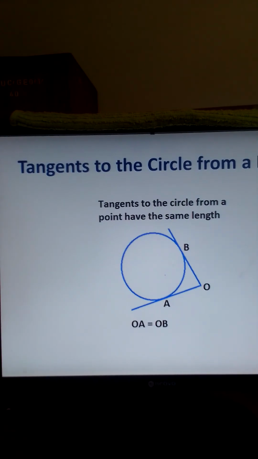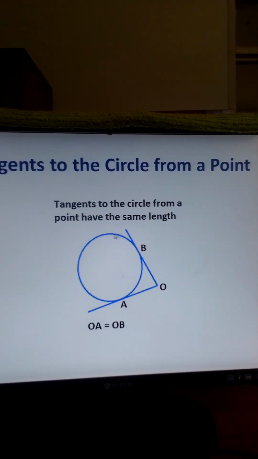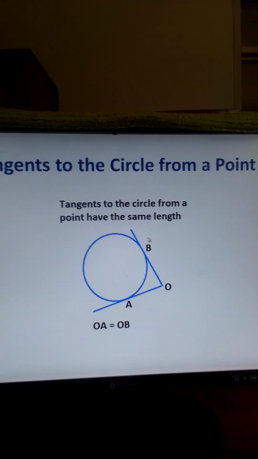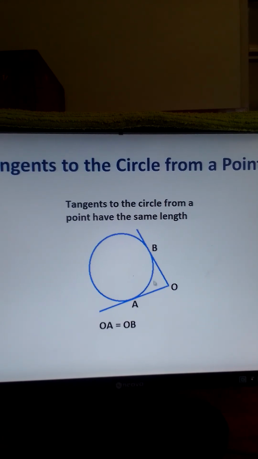Then you have tangents to the circle from one point. Like this is a circle, we have two tangents, OA and OB. Now, the theorem says that tangents to the circle from a point are of the same length. So this tangent OA and this tangent OB from point O are of the same length. OA is equal to OB. That's a very important theorem.